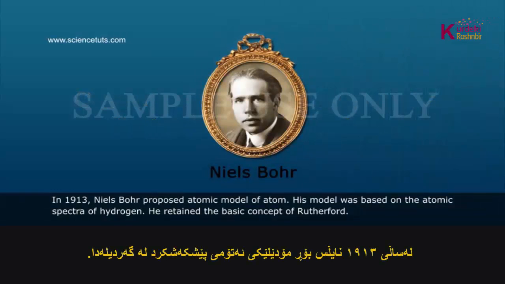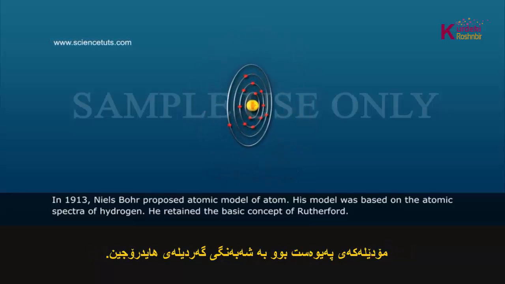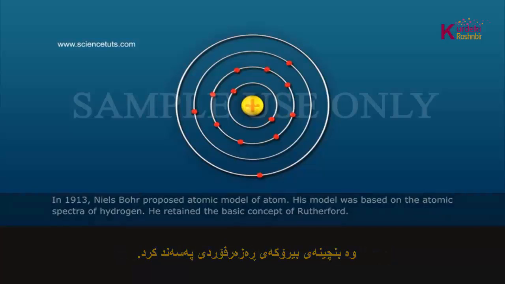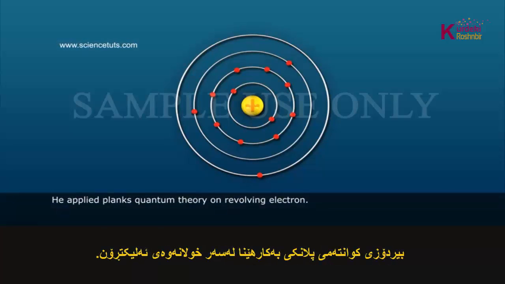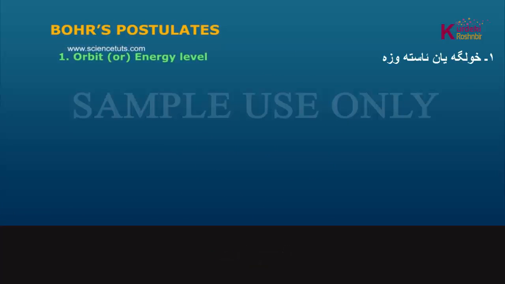In 1913, Niels Bohr proposed the atomic model of the atom. His model was based on the atomic spectra of hydrogen. He retained the basic concept of Rutherford. He applied Planck's quantum theory on the revolving electron. Bohr's postulates: 1. Orbit or energy level.